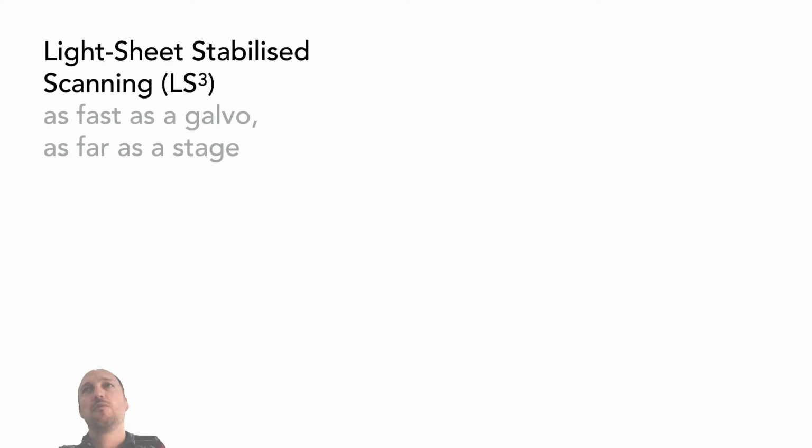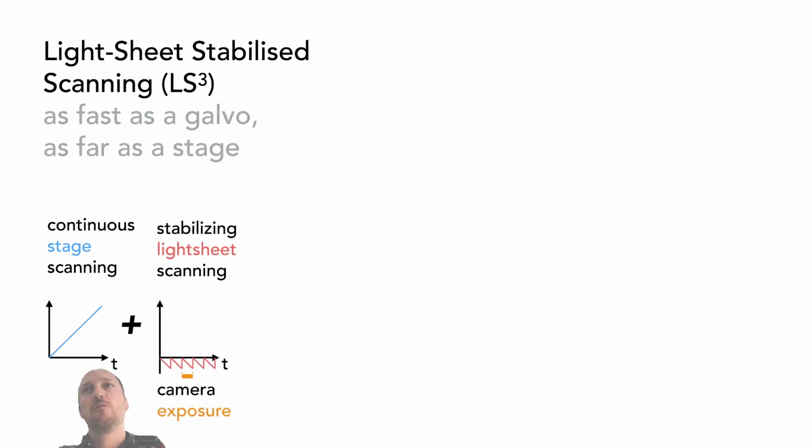So what we designed is this light sheet stabilized scanning, LS3. The way we think about it is as fast as a galvo and as far as a stage. The best way to drive a stage is to move it continuously. So we do continuous stage scanning, but we introduced a trick whereby we stabilize the light sheet relative to the sample. With stage scanning, the sample is continuously moving, but we move the light sheet during the time we expose, at the same time and at the same speed, thus canceling the relative motion between the light sheet and the sample.